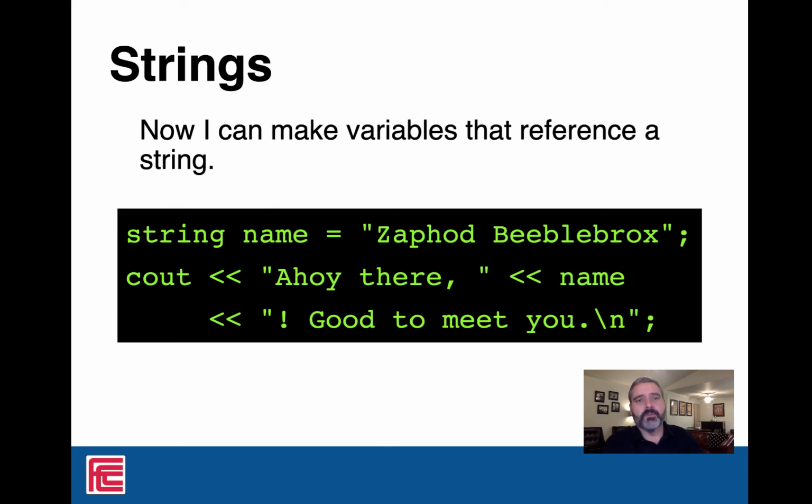So here I can create a variable of type string, and I'm going to be perfectly okay with you saying that. You don't have to say I'm creating a string object, but you technically are, right? But string name equals Zaphod Beeblebrox, and then I can cout and then send that string to cout, just like I send those string literals, right? I have a string literal, ahoy there, comma, space. I'm sending that string literal to cout. Then I can send name. That variable has a type string. Cout knows what to do with strings, so perfect, it sends the name. Then I can send an exclamation point, good to meet you, whatever else. I can just keep sending stuff to that cout.